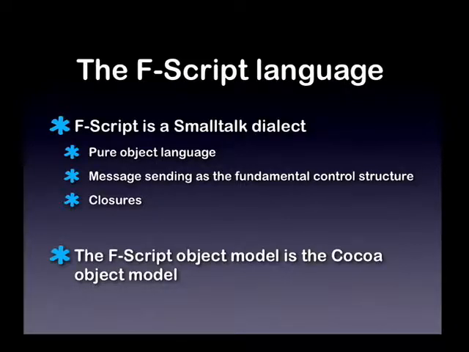What is important to note is that the FScript object model is the Cocoa object model. It's not a separate object model that we are bridging to the Cocoa object model. It's really using the native Cocoa object model. FScript strings are standard Cocoa strings, arrays are standard arrays, and so on.